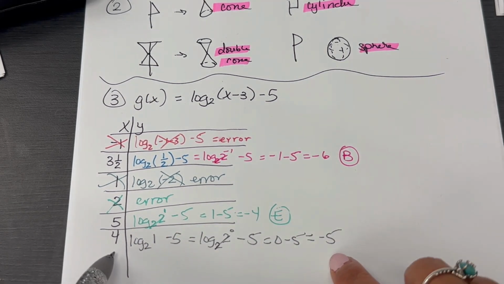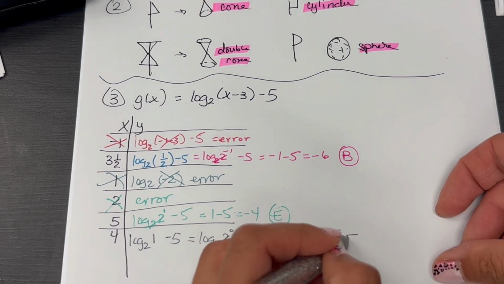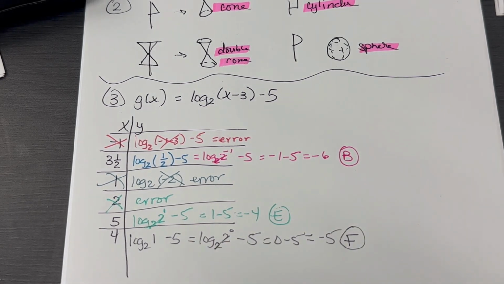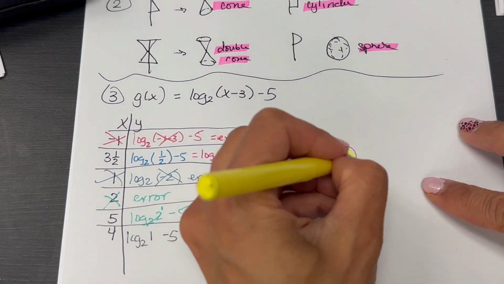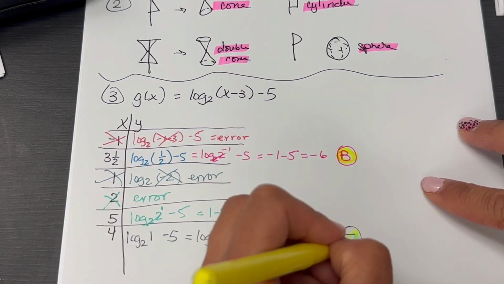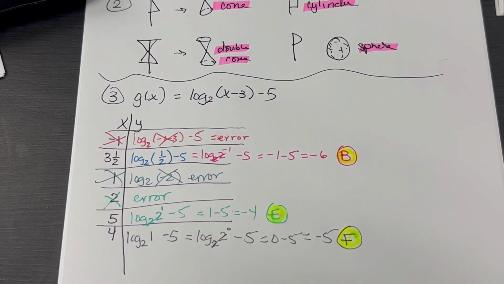Did 4 map with -5? Yes, it did. So F was another answer option. So the answers were B, E, and F. It was a select all that apply problem, so you had to select those 3. And that was number 3.